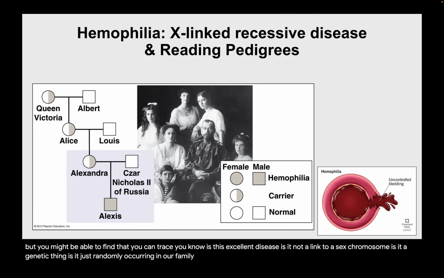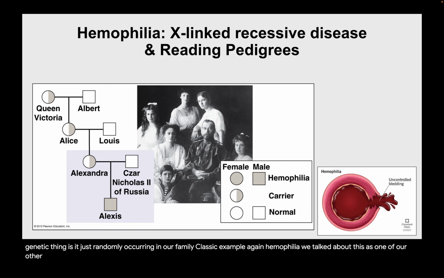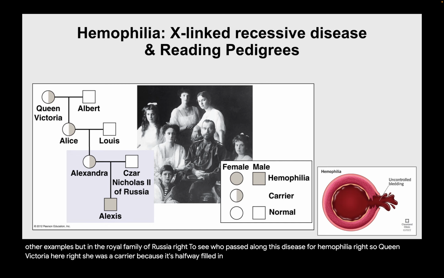Right, another classic example, again, hemophilia. We talked about this as one of our other examples. But in the royal family of Russia, we could track their ancestry to see who passed along this disease for hemophilia. So Queen Victoria here, she was a carrier because it's halfway filled in. She didn't express the disease, but she was a carrier.